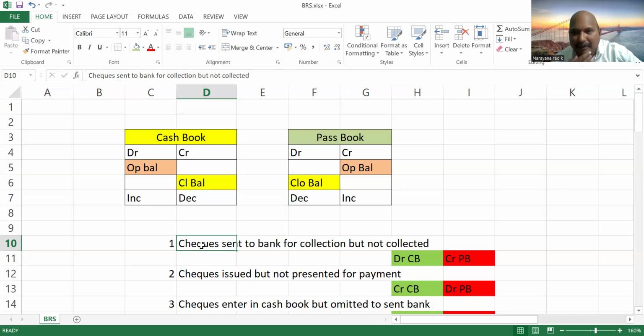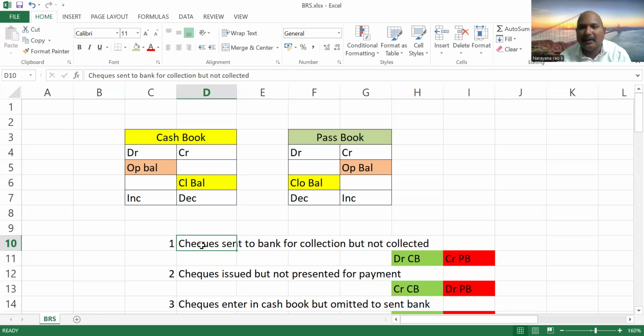cheques by the bank, we compare our cash book bank column and passbook. It is one difference, because we record the transaction when we deposit in the bank, but the bank records the transaction in the passbook only when it is collected. There is a time gap between the deposit and the collection. In that time gap, if you prepare the bank reconciliation statement, the cash book balance and passbook balance will disagree. It is one of the reasons for the difference between cash book and passbook.